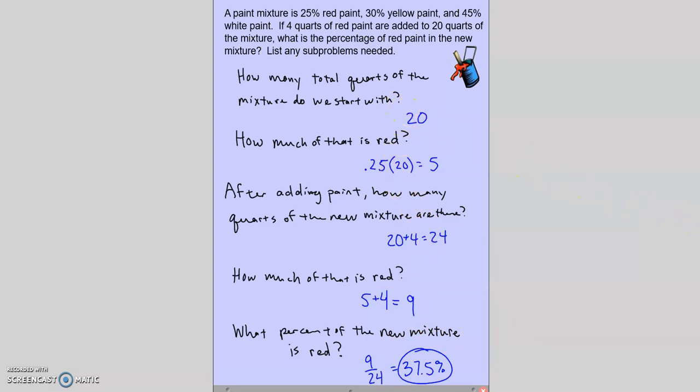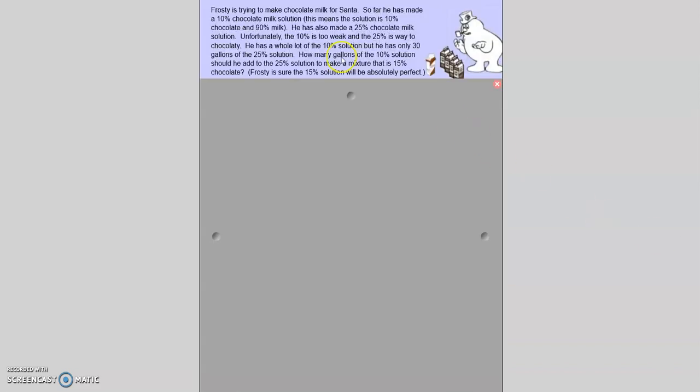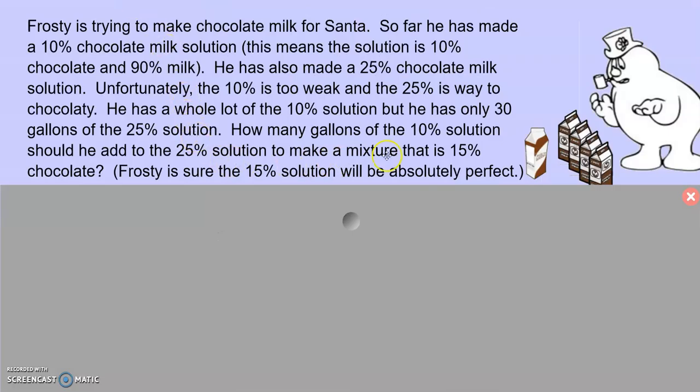Next, we're going to do a mixture problem that will actually require us to combine 2 problem-solving strategies. We're going to use basically this similar sub-problem strategy, but we're also going to be having to do some guess and check. So here we go.